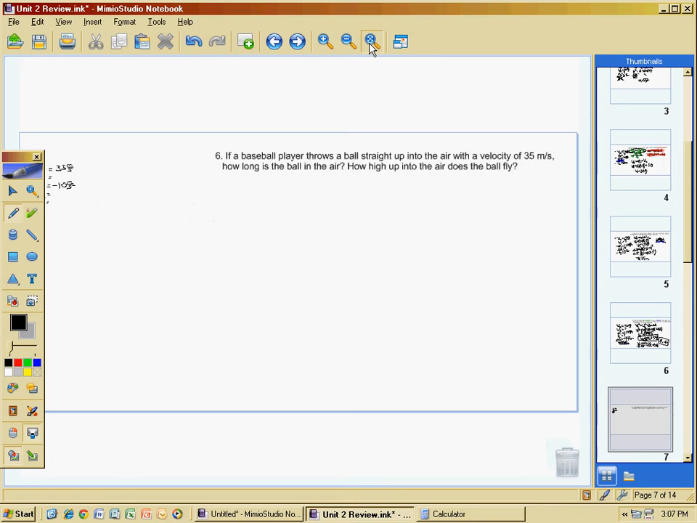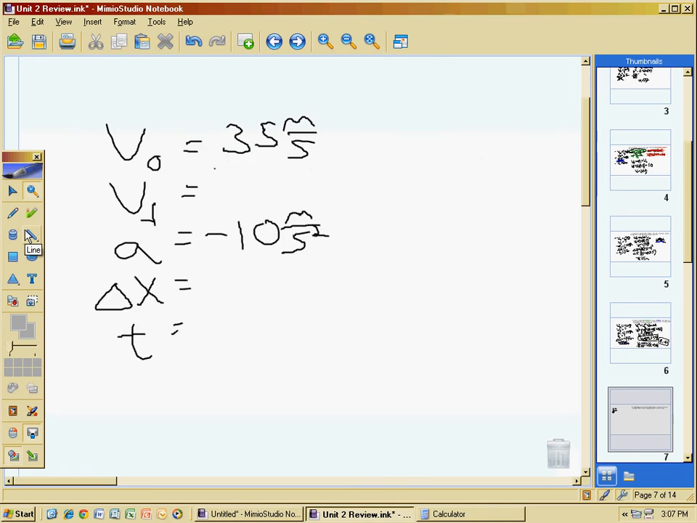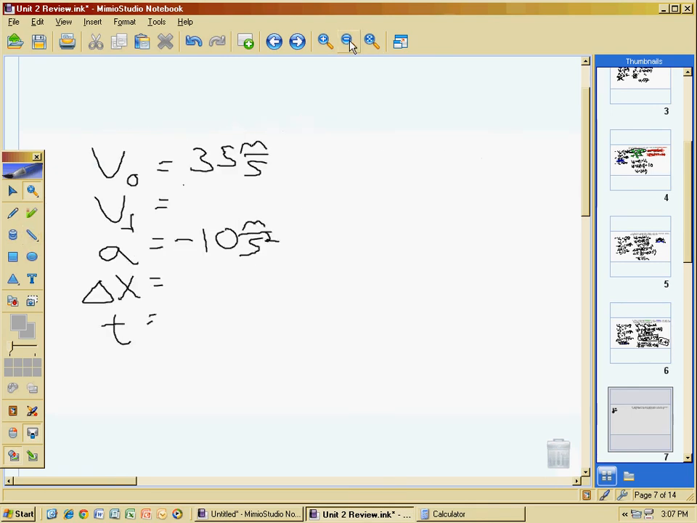All right, so here's what we have to do. We are looking for, all right, what we're looking for is our V final here. Oh, I'm sorry, not V final. We're looking for displacement, we're looking for time. That's what the question asks us for.